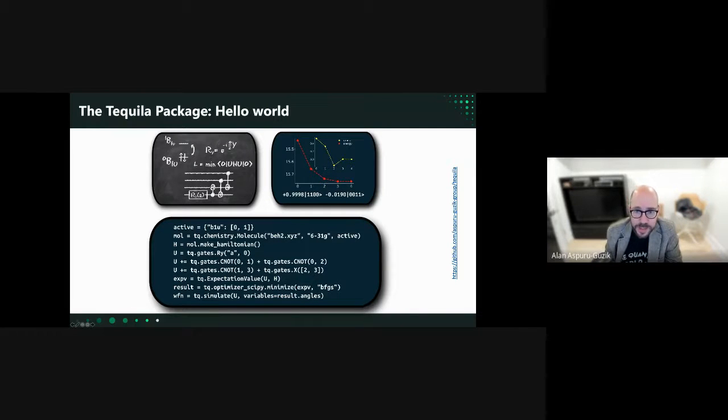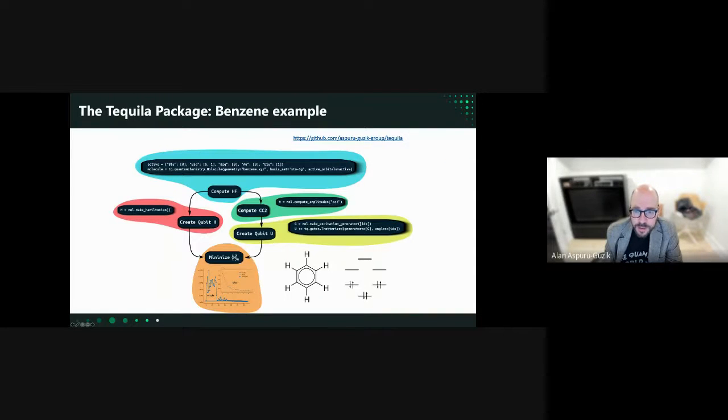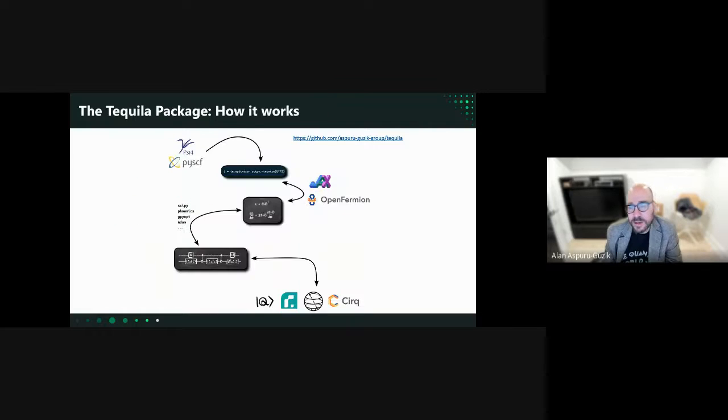Okay, in this particular case, here is the beryllium hydride molecule in the 6-31G basis, and you can see literally pretty much the code that will allow you to get the molecule energy. And why is it so simple? It is because it is standing on the shoulders of giants.